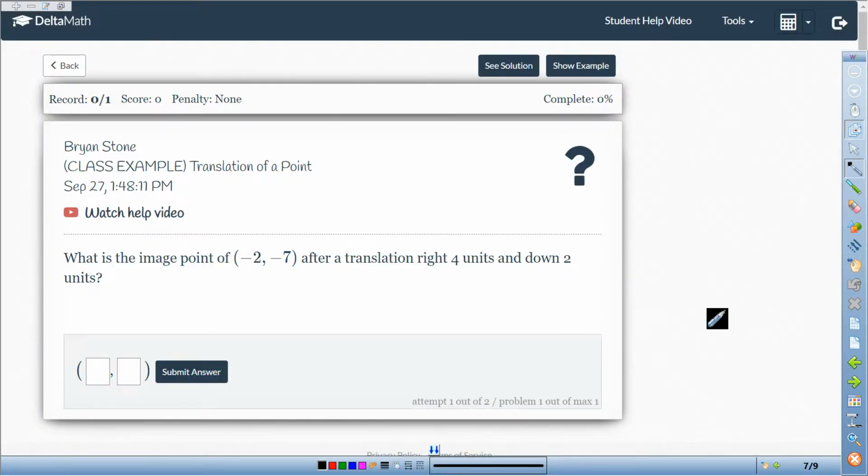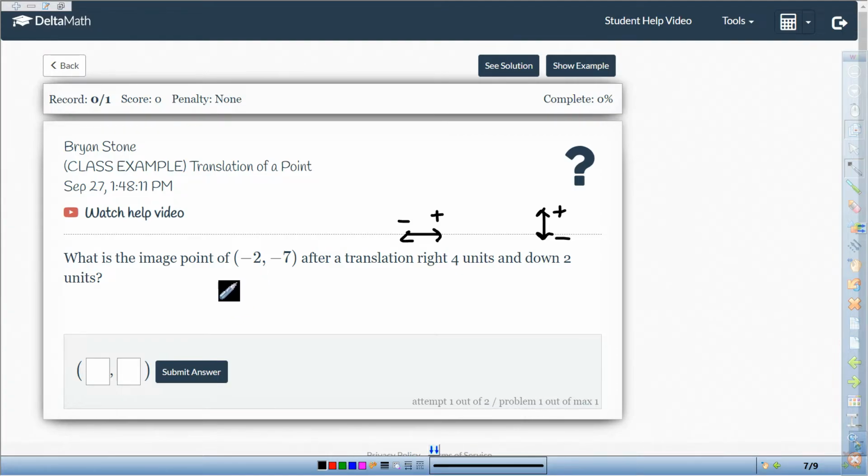You could put it on a graph and do the translation that way, or you could remember when we are going to the right, we're going in the positive direction, right? The left is the negative direction. And when we're going down, that's in the negative direction. Up would be positive. Okay, so if I'm thinking about it that way, I am adding 4 to my x value, and then I am subtracting 2 from my y value.